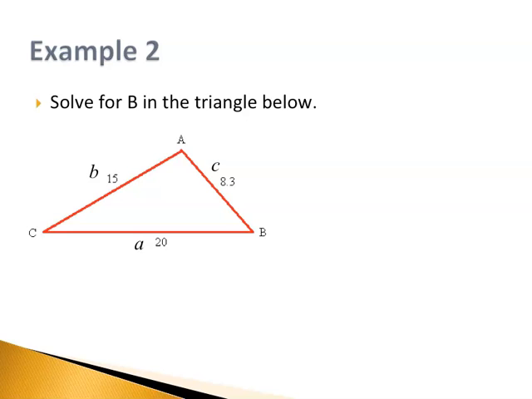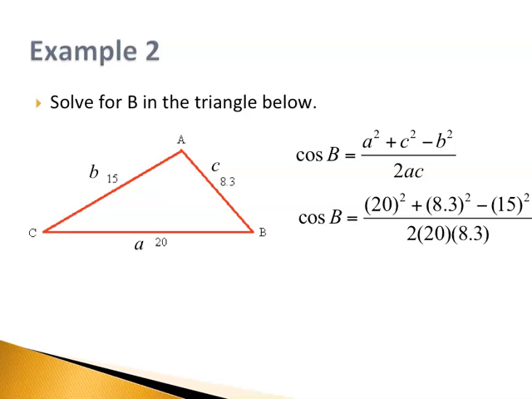Now, since we're trying to solve for angle B, I'm going to use the alternate form, where we move cosine of B over to the other side. So we have cosine B is equal to A squared plus C squared minus B squared all over 2AC. And now it's just a matter of plugging everything in. Now again, if you want to put that entire right-hand side into the calculator, just be sure that you put the 2 times 20 times 8.3 all in parentheses, so your calculator knows that the entire thing is in the denominator.